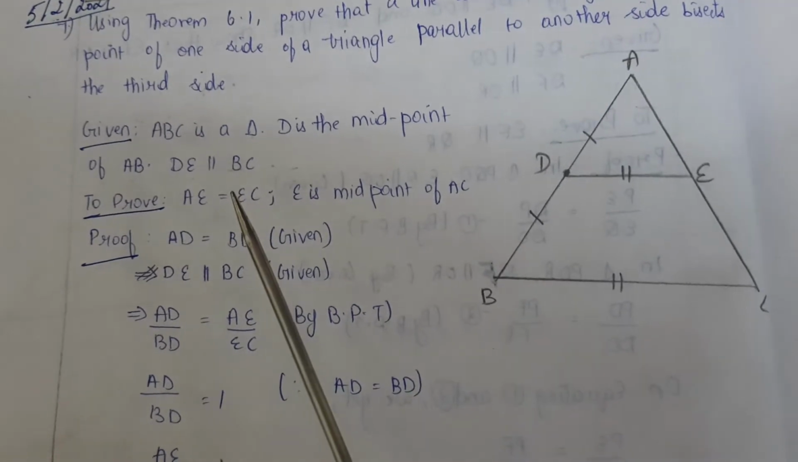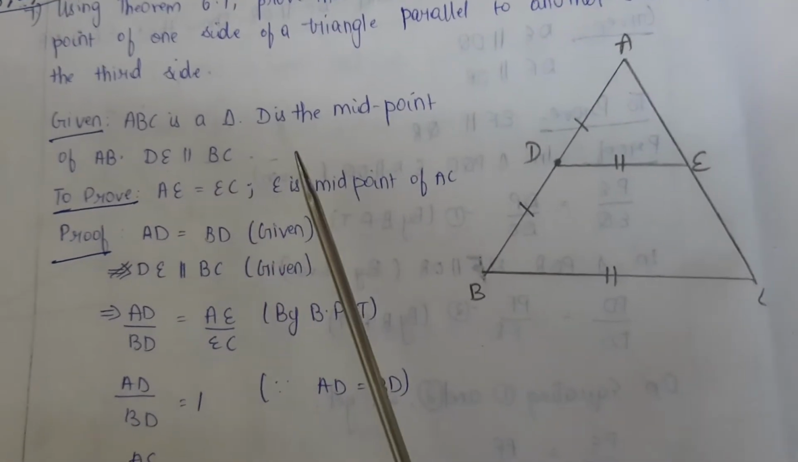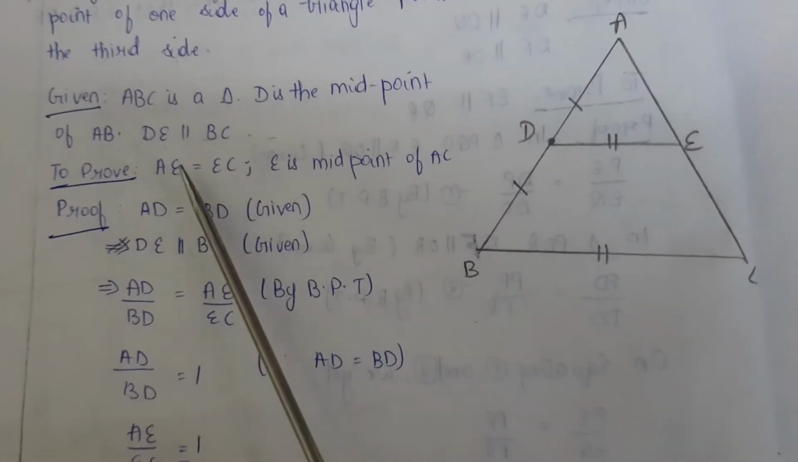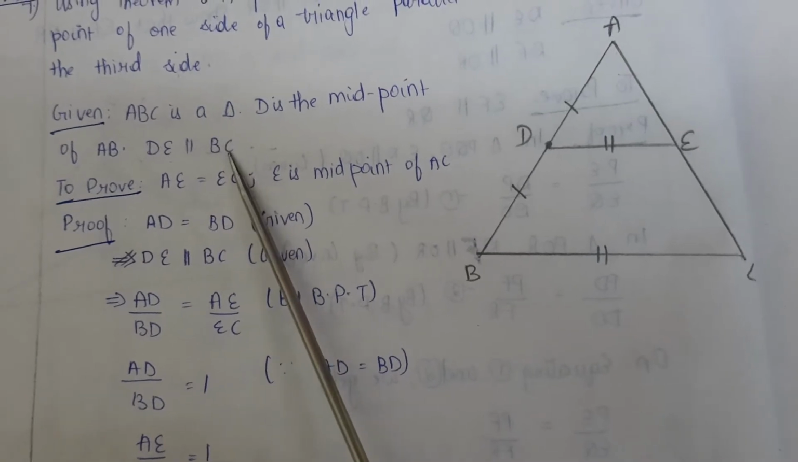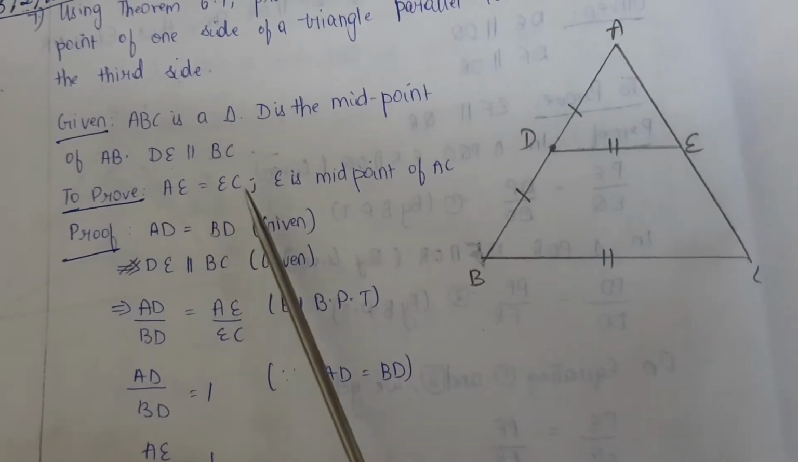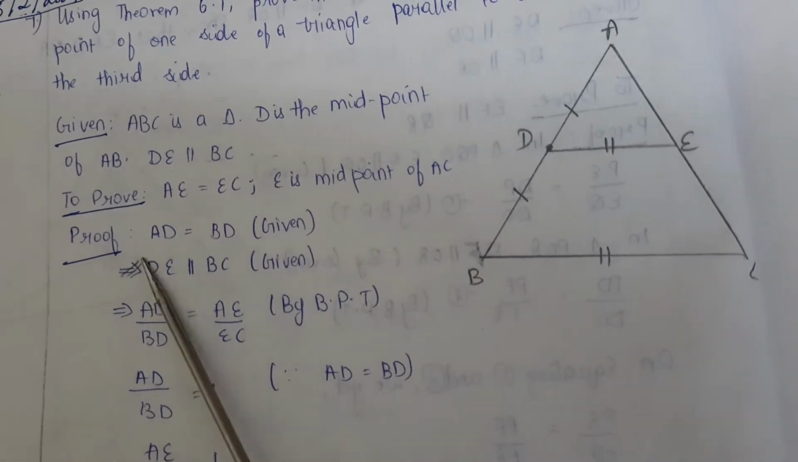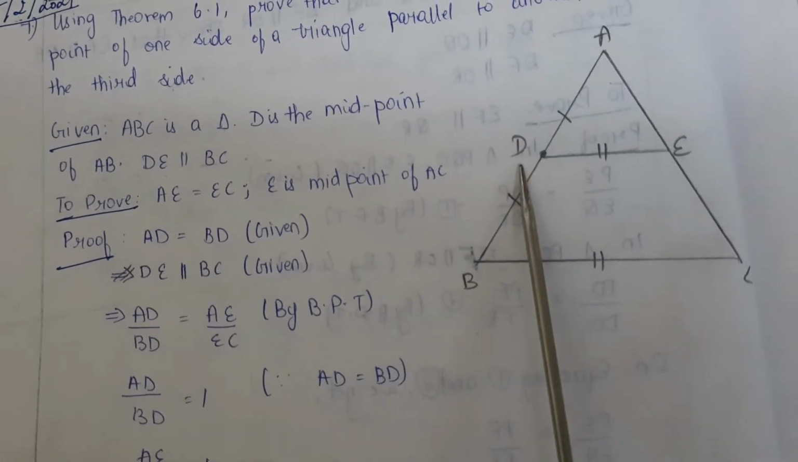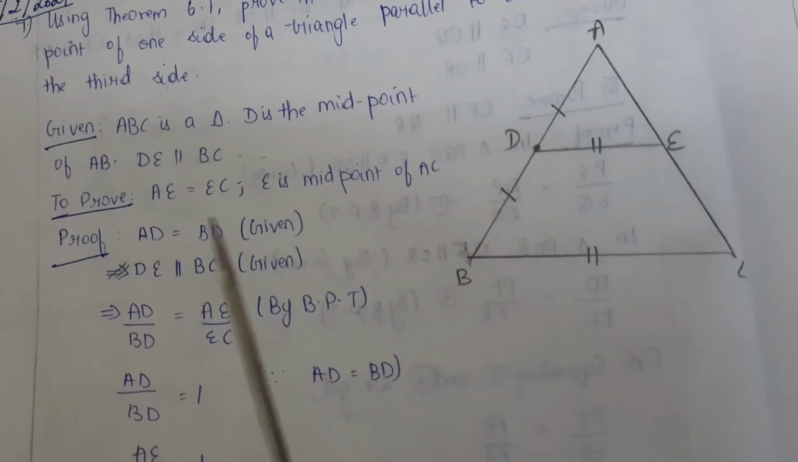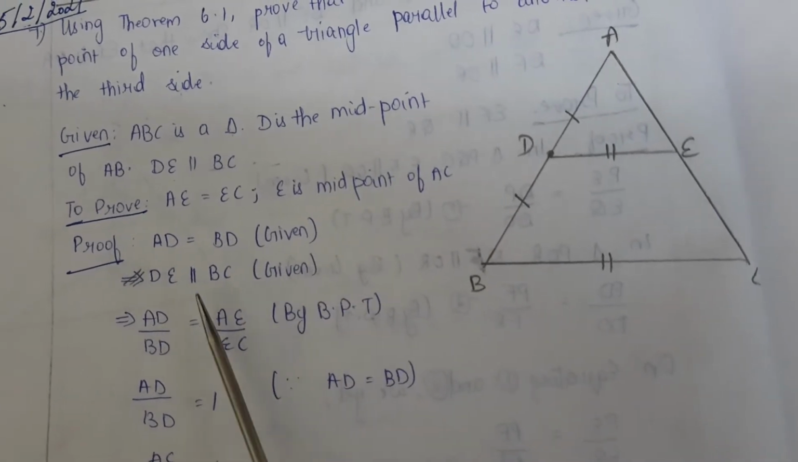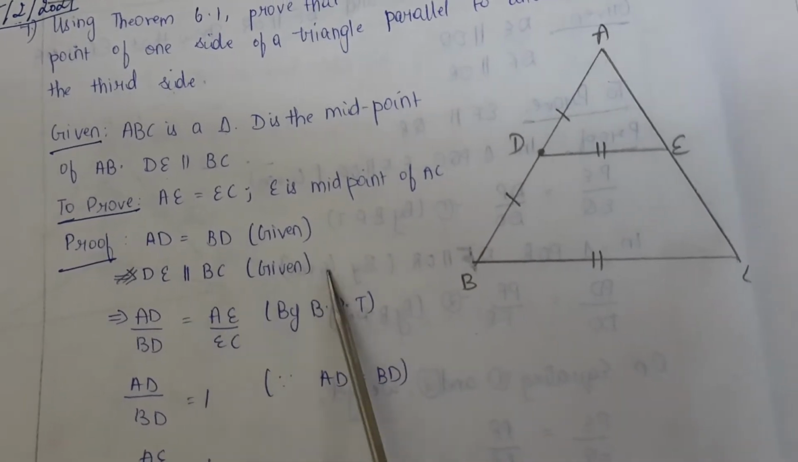Let us write what is given. ABC is a triangle. D is the midpoint of AB. DE is parallel to BC. To prove AE is equal to EC, that is, E is the midpoint of AC. To prove this, we know D is the midpoint, so AD is equal to BD. It's given. And DE is parallel to BC is also given.